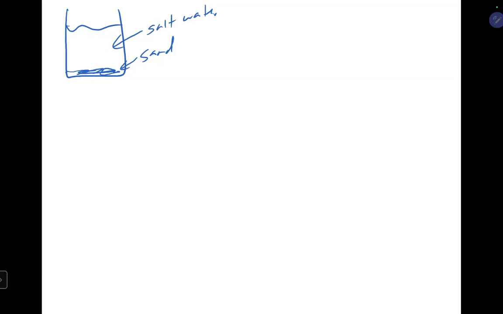So let's say we wanted to separate this out. We'll just call this our pre-lab lecture right now. Here we go. You can take a physical process known as filtration, right? You take a funnel, you put some filter paper up there.